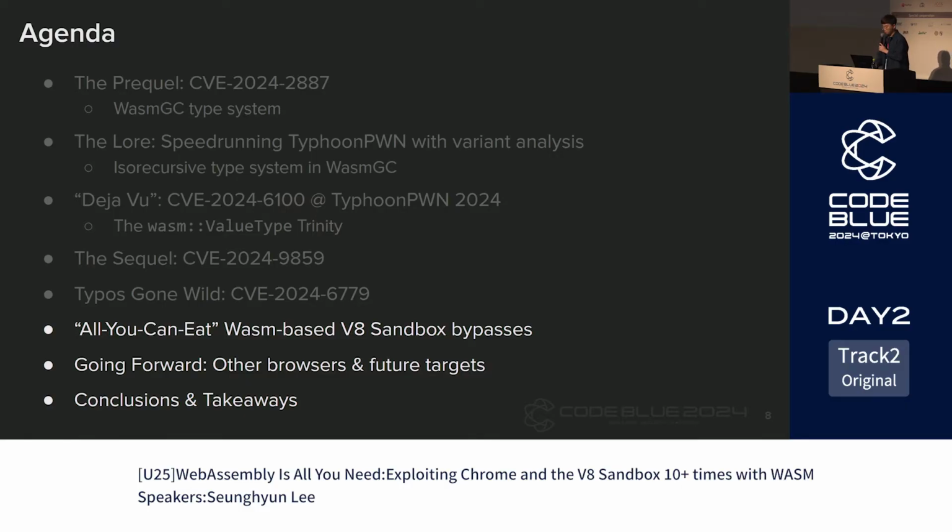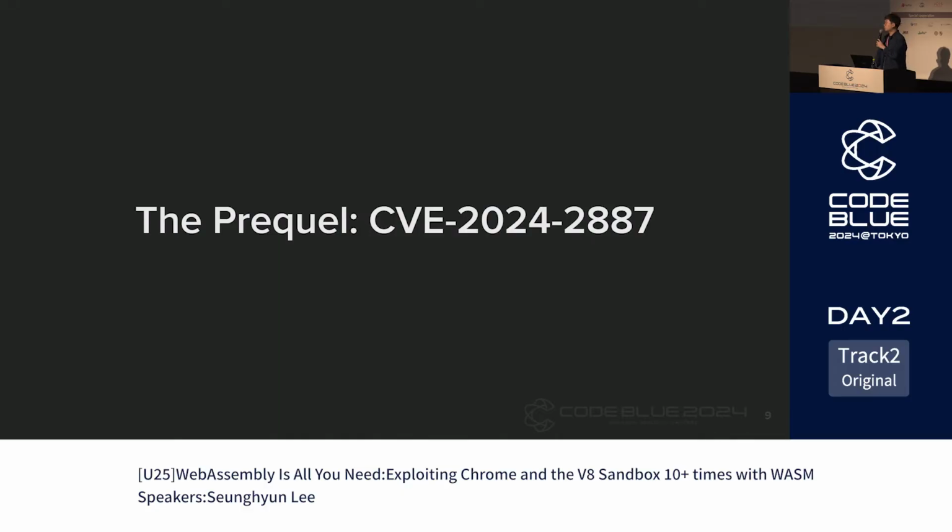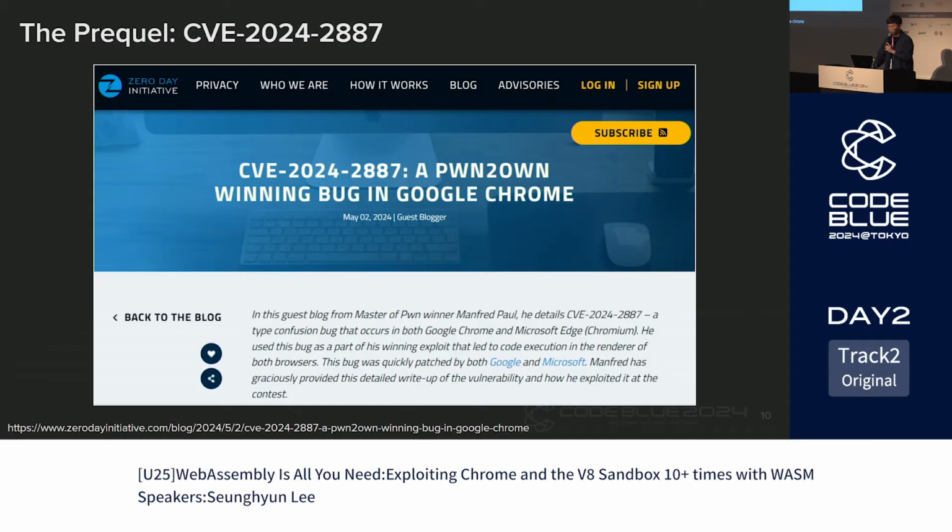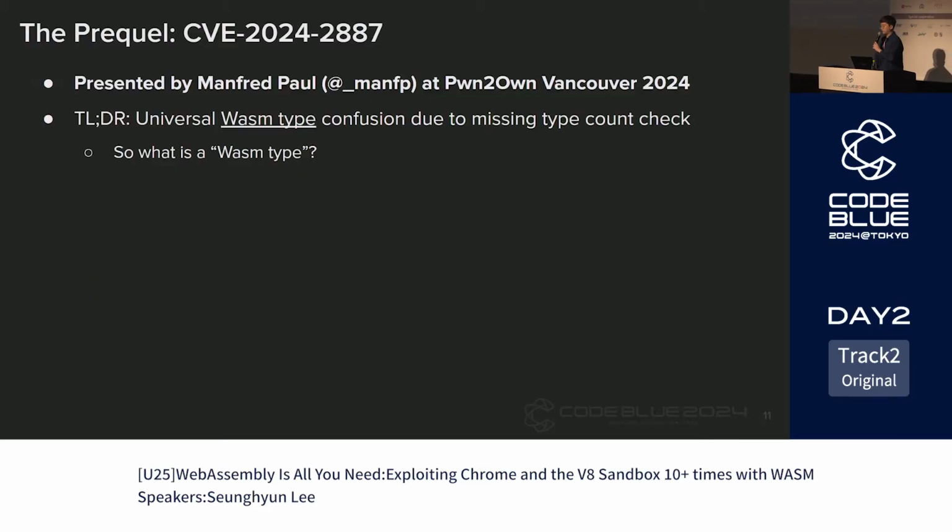So, the prequel bug. To start with, there's a very good blog on the Zero Day Initiative's website, written by Manfred Paul himself, so I recommend you go and take a look later on. This bug was, again, presented by Manfred Paul at Pwn2Own Vancouver 2024. It is a universal WebAssembly type confusion due to a missing type count check. To understand what this actually means, we need to see what WebAssembly types are.